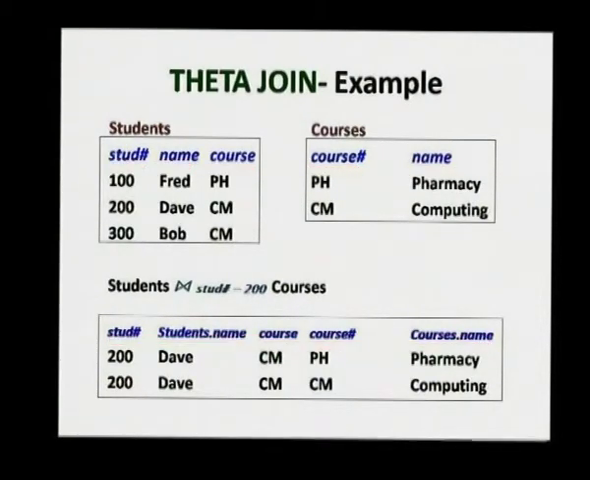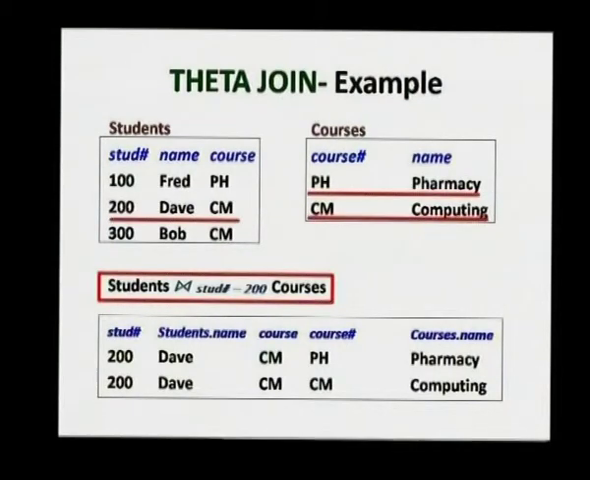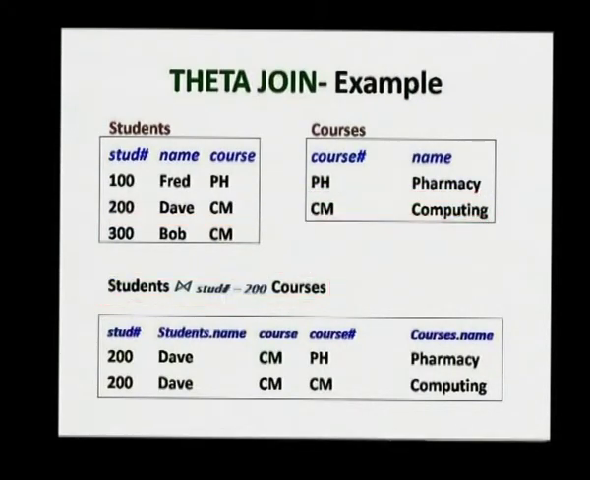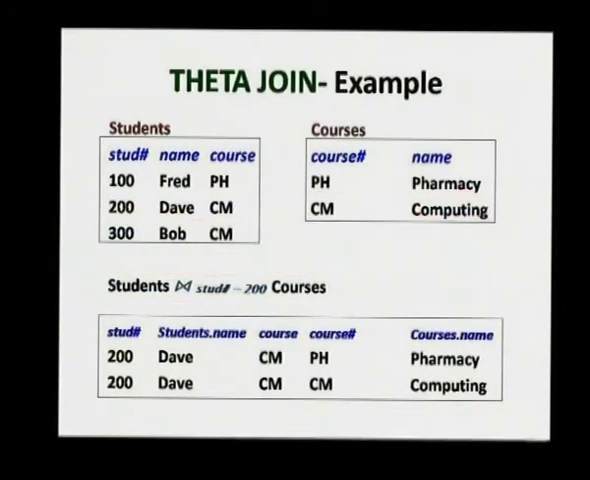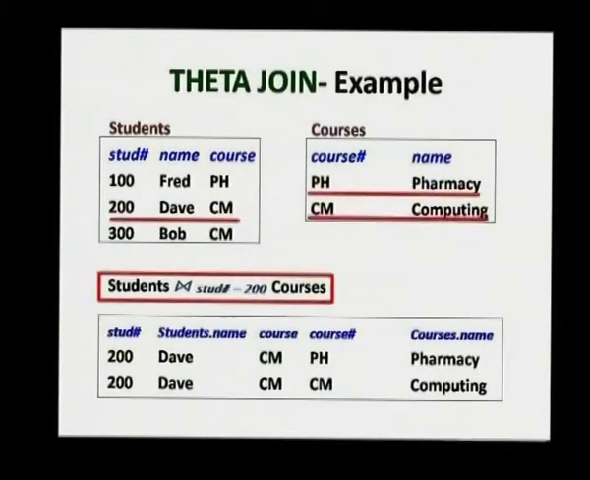Please note here also name, here also name. So, it has been differentiated with students dot name and courses dot name. So, the number is 3 attributes here, 2 attributes here, you have 5 attributes altogether. That is theta join, you are just joining these two together. Now, the condition you are putting is that the student number should be equal to 200. So, you will take 200 and combine it with this, you will take 200 again and combine it with this. So, that is it, that is the theta join.